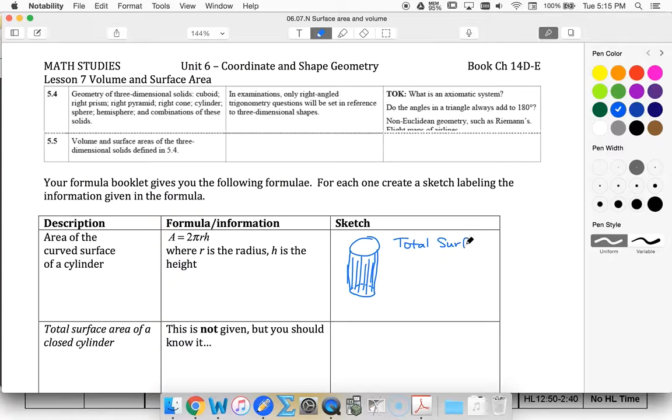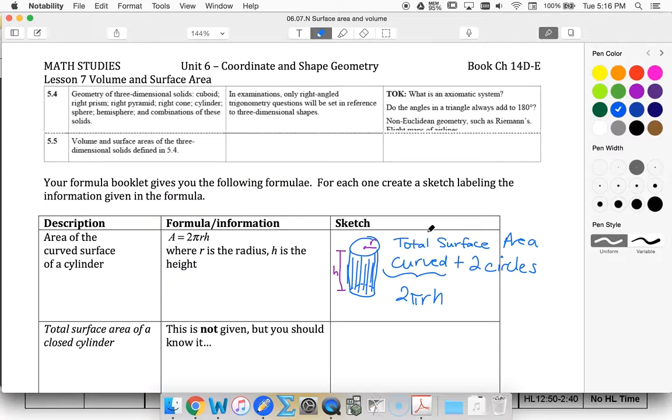and we're talking about the total surface area, is made up of the curved surface, which I've shaded, plus 2 circles. So our formula booklet gives us the area for the curved surface as 2 pi RH. So our R value is going to be here. And then the height is this vertical height here. So the curved surface, we get 2 pi RH.